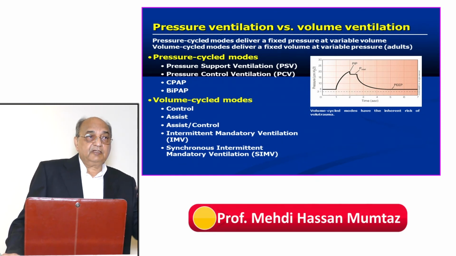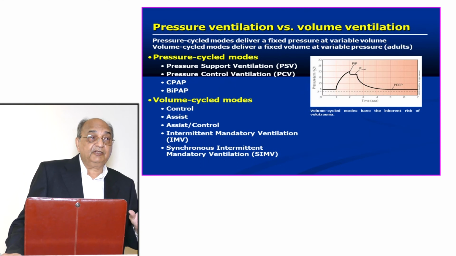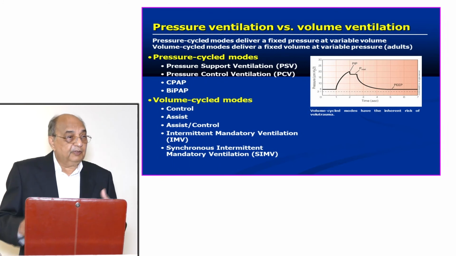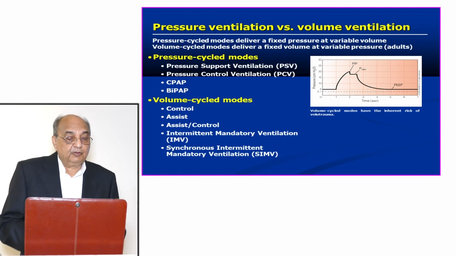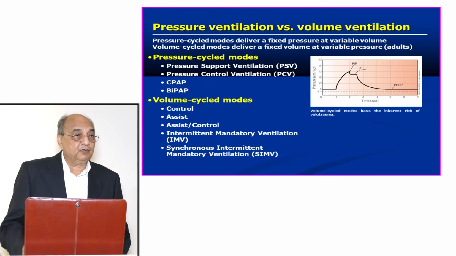Now, either you adjust the volume, that is called volume control, or you adjust the pressure and look at the volume which is delivered by the ventilator. If the desired volume is not coming there, then you increase the pressure more. So, to control with the pressure. So, in a pressure cycle mode, it could be pressure support ventilation, it could be pressure control ventilation, could be only CPAP, or could be BiPAP.